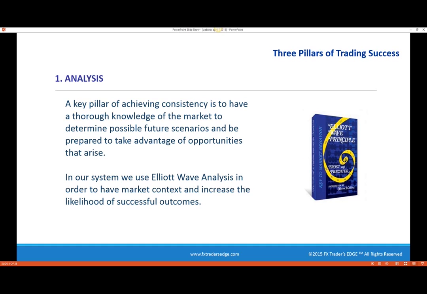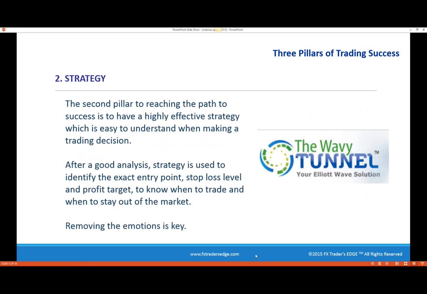So in our system, we use Elliott wave and harmonics, and it's all based on Fibonacci, in order to have market context and increase the likelihood of successful outcomes. That's really key here. We try to limit our losers and come up with high probability trades. So that's the analysis. Then you also need the strategy.